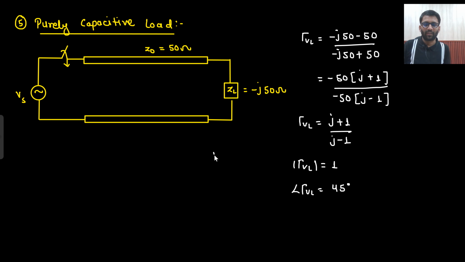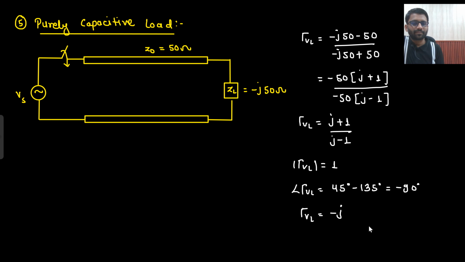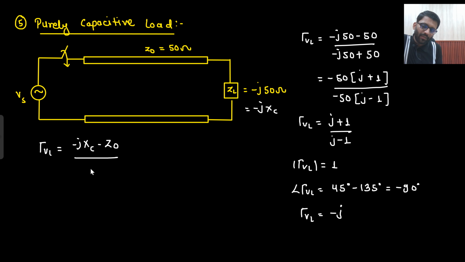And what J minus 1 will provide? J minus 1, that means second quadrant. Minus 1 and J, that would be 135 degree. So minus 135 degree. So what you are getting? Minus 90 degree. So if I write down gamma VL, that would be minus J. Okay, fine. And now for any inductive load, for any capacitive load, what I can say is that my impedance can be of this form, minus JXC. So ZL minus Z naught upon ZL plus Z naught.